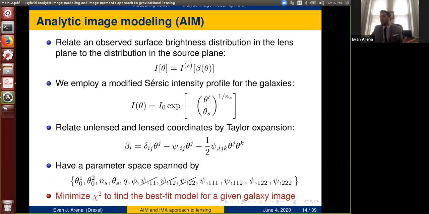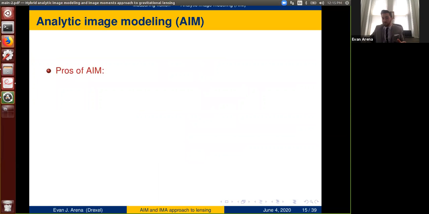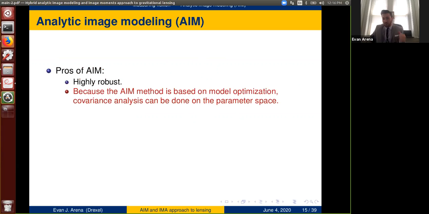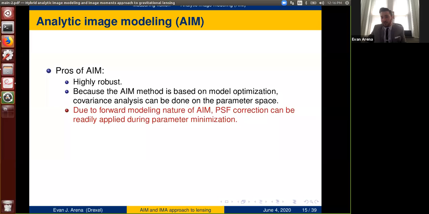So what are the pros and cons of this method? The pros are that it's highly robust. Because the AIM method's based on model optimization, covariance analysis can be done on the parameter space. And due to the fact that AIM is a forward modeling approach, PSF correction can readily be applied during parameter minimization. So we can actually convolve the model image with the PSF rather than attempting to deconvolve the real image.